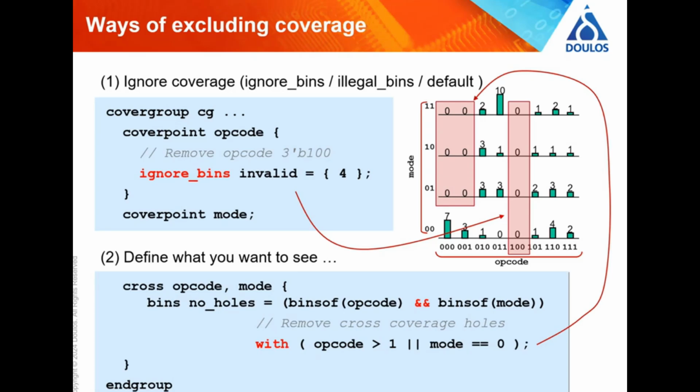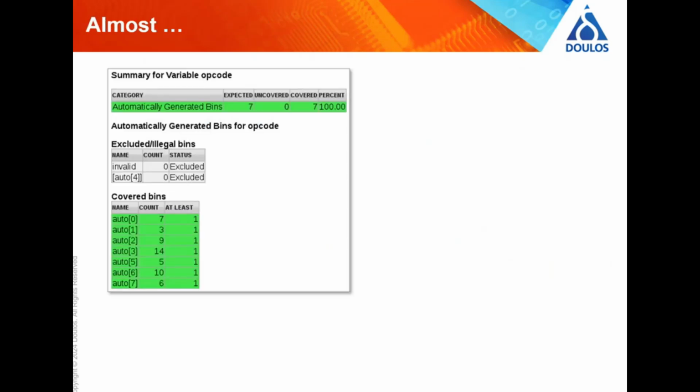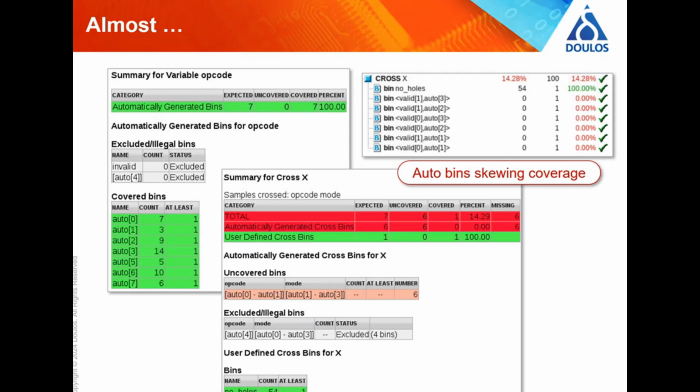So I want to see all bins of opcode and mode with opcode greater than 1, which gives me everything to the right of this big hole on the left here, and or mode 0, which gives me this bottom line here. That would filter out all these holes from my cross. So if we ran this through simulation, here's what we get. Unfortunately, it didn't actually work.